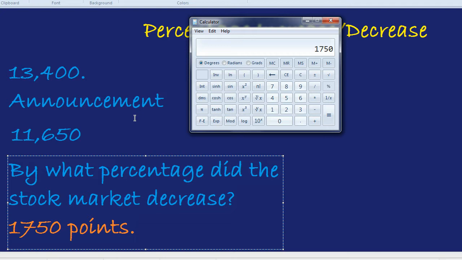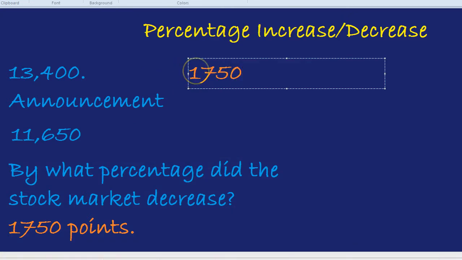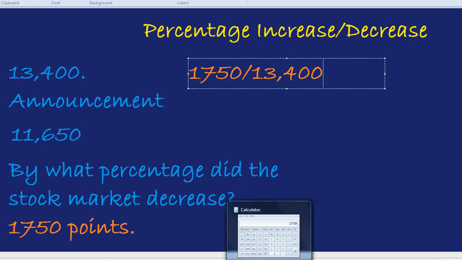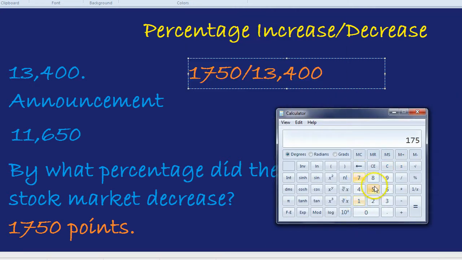Next, you need to write that as a fraction of what you started with. Not what you've gone to, but the decrease or increase as a fraction of the original amount. In this question, that would be 1,750 divided by, which means as a fraction of, 13,400, which was the original amount. That gives you your answer as a fraction, or if you work it out in a calculator, as a decimal. Let's work that out: 1,750, which is the decrease, divided by 13,400, which was the original, to give us that as a decimal.